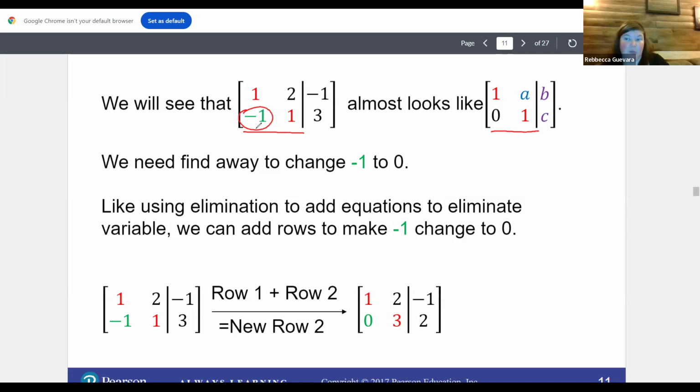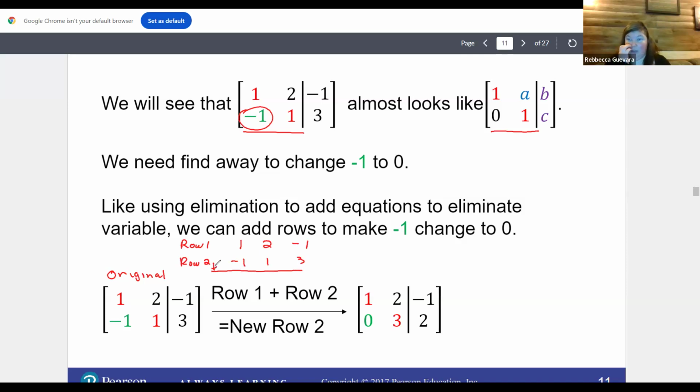So one of the things I said I can do was add rows together. So what we can do is add 2 rows to make a new row. Like elimination, we can add equations to eliminate a variable. We can add rows to make that -1 into a 0. So here, this is my original matrix. What I want to do is add row 1 and 2 to make a new row 2. So row 1 was 1, 2, -1. And then we have row 2, which was -1, 1, and 3.